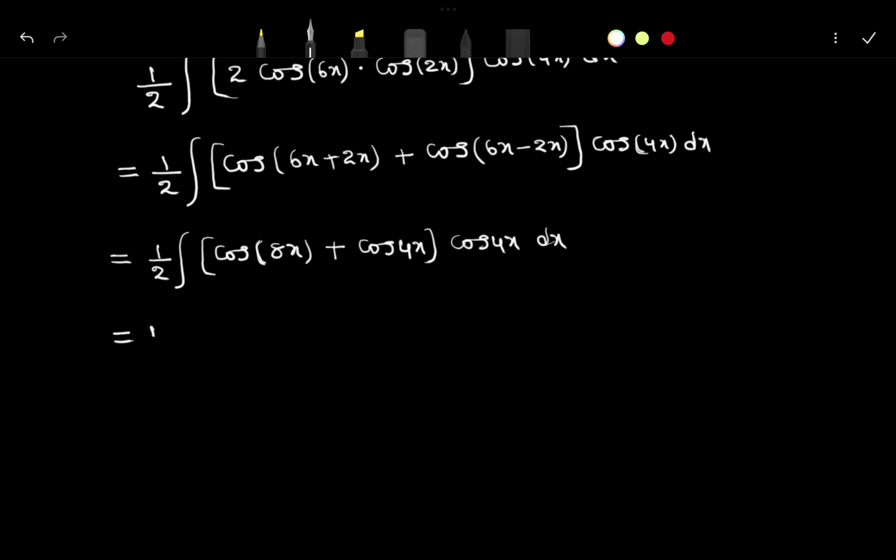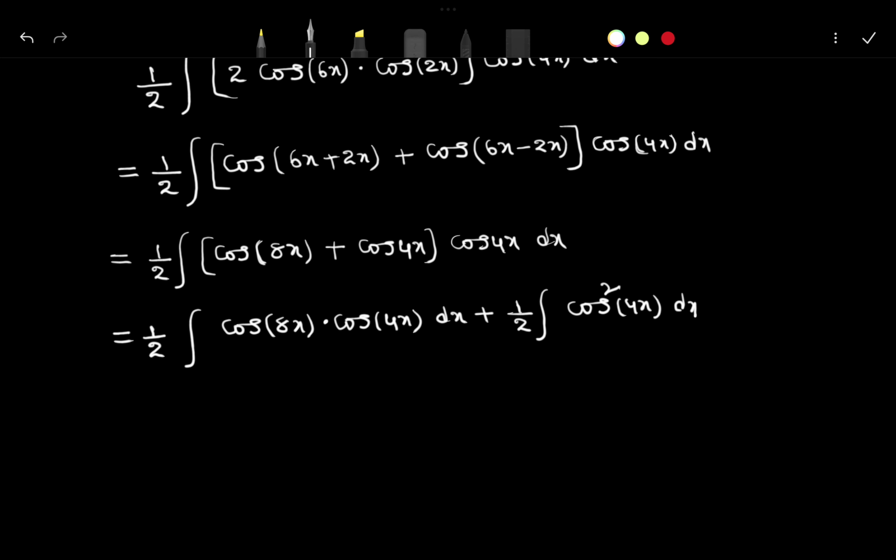then it becomes 1/2 into the integration of cos 8x into cos 4x dx, plus 1/2 into the integration of cos 4x into cos 4x, that is cos square of 4x dx. Now, as in the previous procedure, the first part you multiply and divide by 2, and the second part also you multiply and divide by 2.